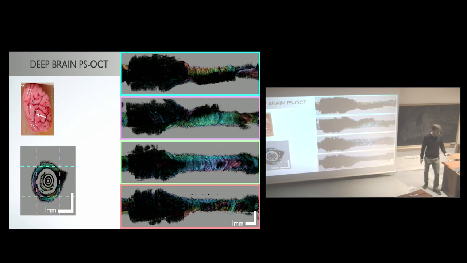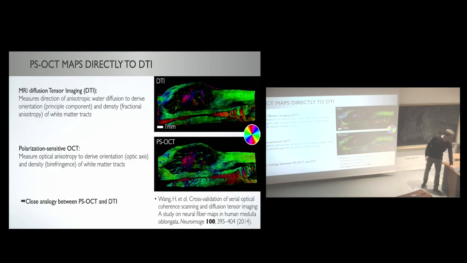So where we plan to go with this is to really rely on this close analogy of PSOCT, or the optical anisotropy that we image with polarization contrast, to the diffusion anisotropy that is used in diffusion tensor imaging with MRI. You've probably heard of that, where if you do MRI with different gradients, you can back out the diffusion of water molecules, which physically occurs along these tracts.